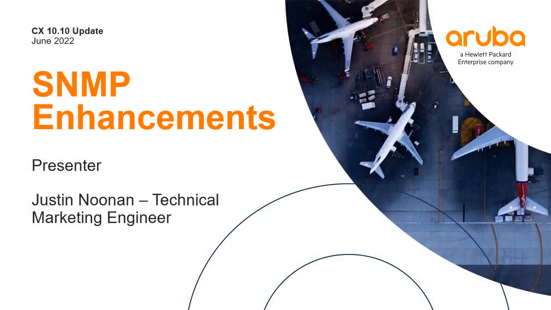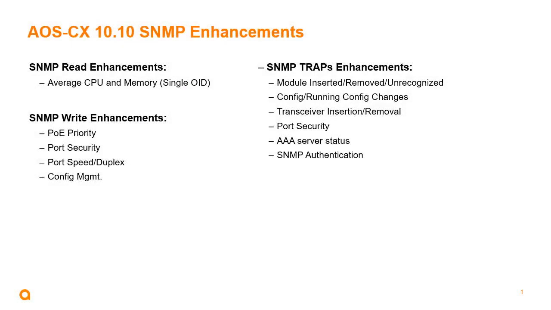For this video, we're going to be talking about the latest enhancements for SNMP in AOS-CX 10.10. There are quite a few enhancements coming out for 10.10. For SNMP Read, we now have a single OID for average CPU and memory to view the average CPU and memory statistics. For SNMP Write, we can now write for PoE priority, port security, port speed and duplex, and config management.